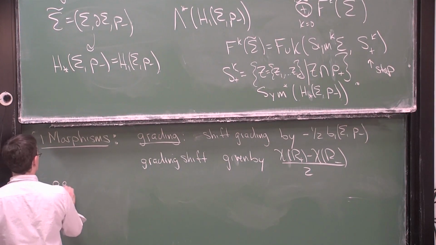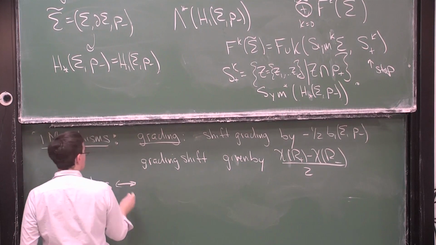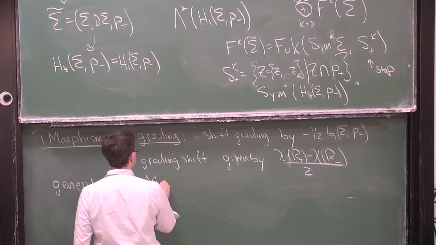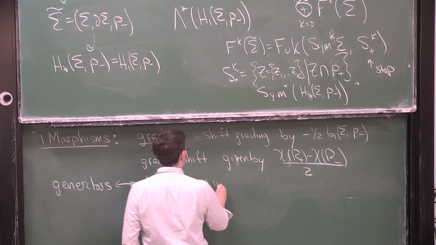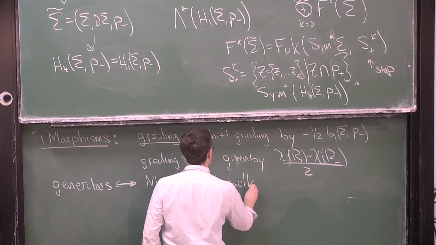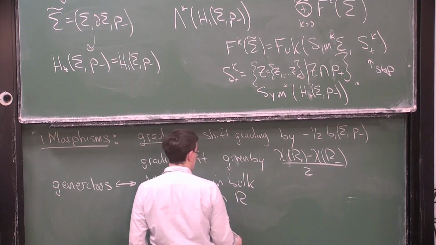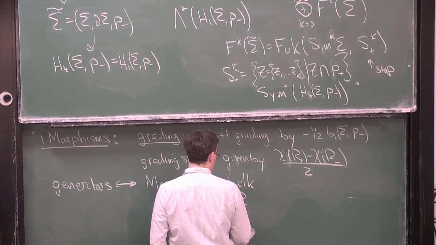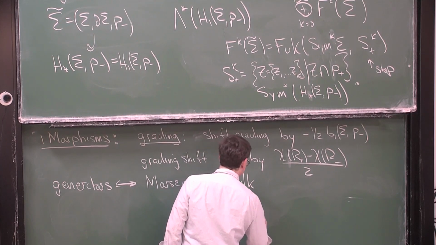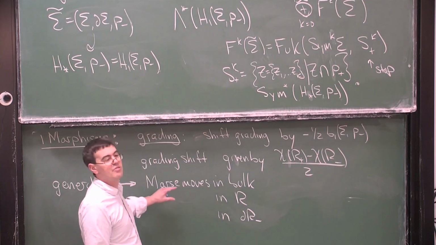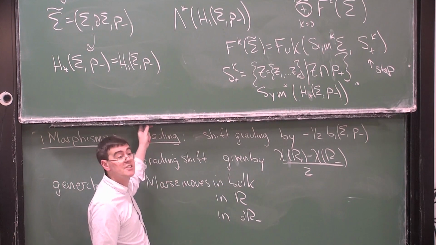Okay. And well, generators for one morphisms correspond to, let me say, Morse moves in a bulk, in R, and in, let's say, the boundary of R minus. Let me sort of draw a few pictures to illustrate what's going on in each of these cases.